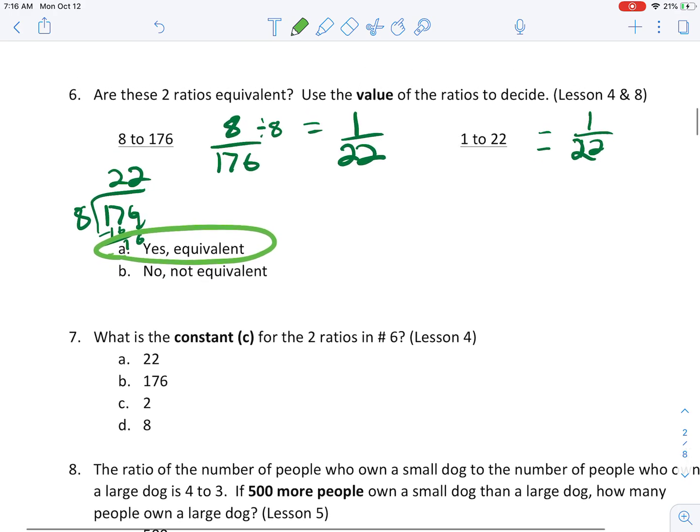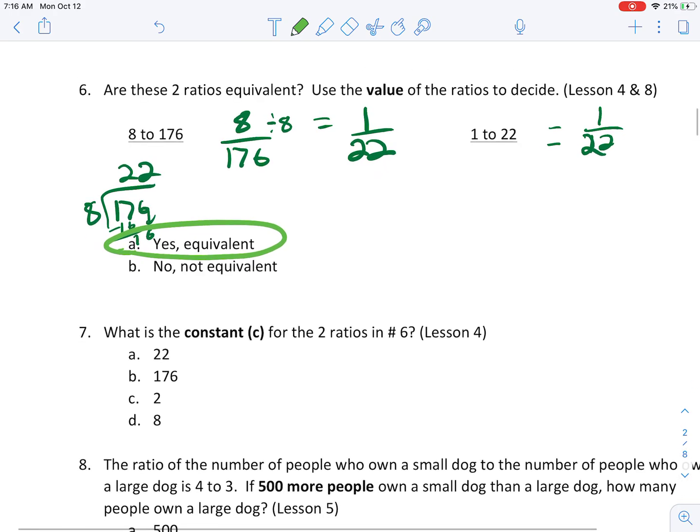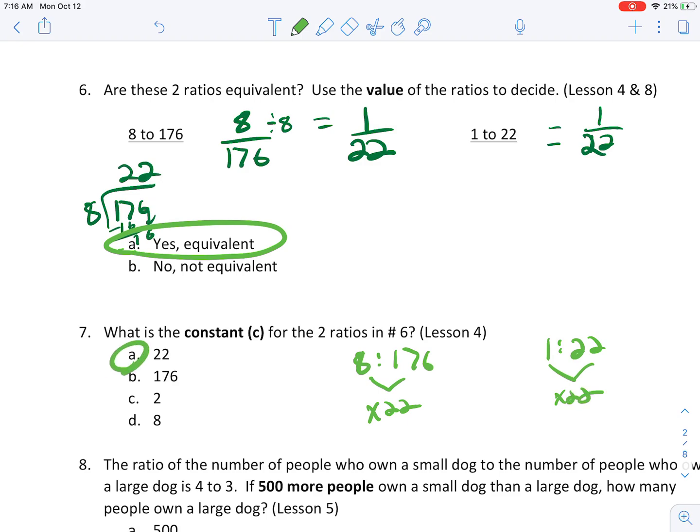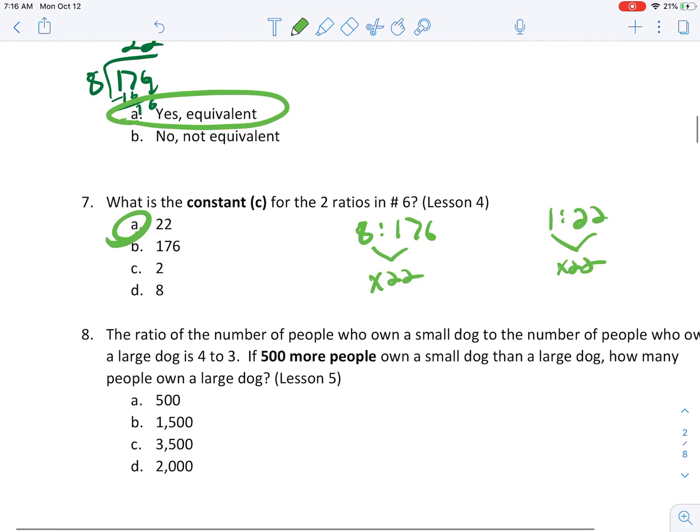What is the constant for the two ratios in number 6? Well, if we have 8 to 176 and 1 to 22, what do you have to do to both? What do you have to do to the first number in the ratio to get the second number of the ratio? You have to multiply by 22. So 22 is our constant.